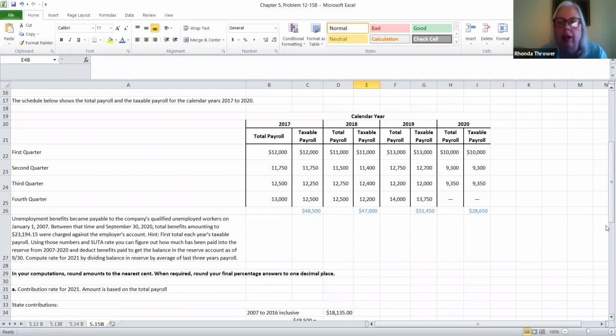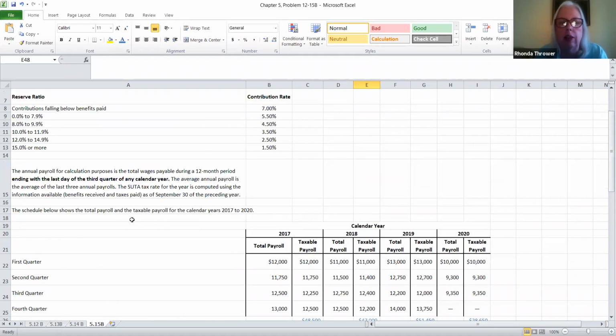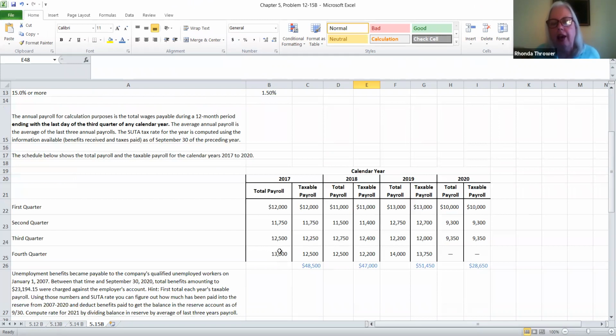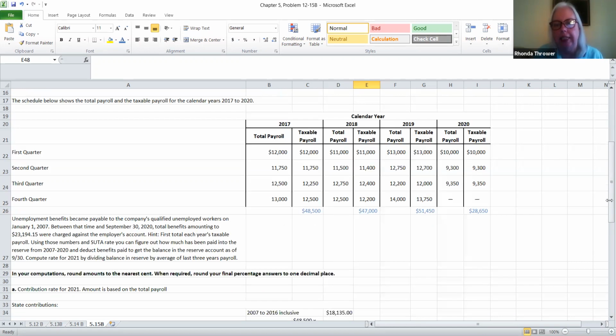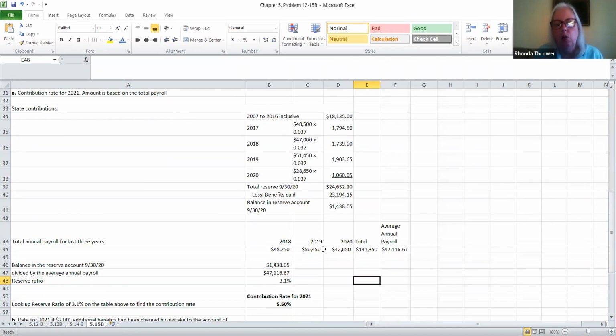Remember that they made that weird. They said that the last day of the quarter was the third quarter of any calendar year. So in the last quarter of 2017, we're going to combine that amount with the first 3 quarters of 2018 to find the total amount for 2018, which is this amount right here. And I've got the formula for you so you can see how I figured it there.